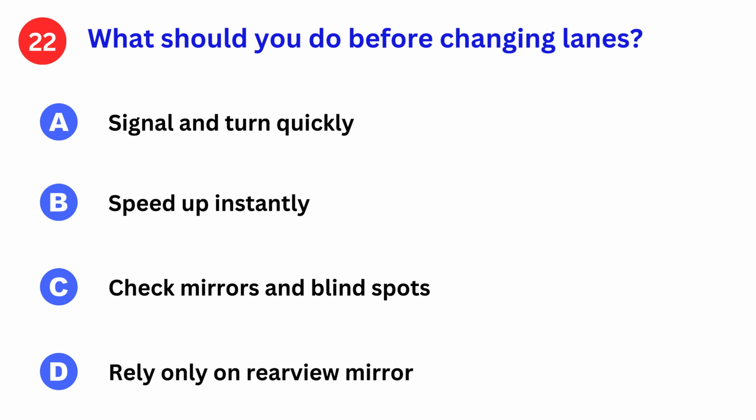What should you do before changing lanes? Option A, signal and turn quickly. Option B, speed up instantly. Option C, check mirrors and blind spots. Option D, rely only on rearview mirror.